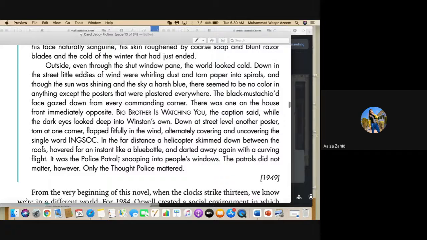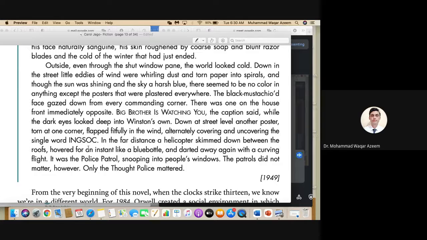Outside, even through the shut window pane, the world looked cold. Down in the street, little eddies of wind were whirling dust and torn paper into spirals, and though the sun was shining and the sky a harsh blue, there seemed to be no color in anything except the posters that were plastered everywhere. The black mustachioed face gazed down from every commanding corner. There was one on the house front immediately opposite. Big Brother is watching you, the caption said, while the dark eyes looked deep into Winston's own.